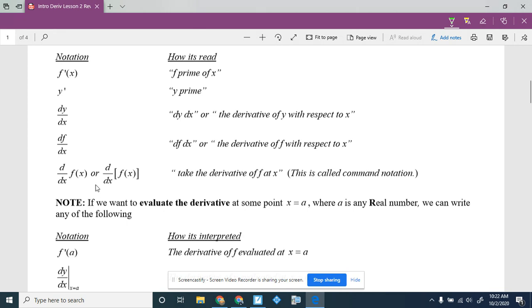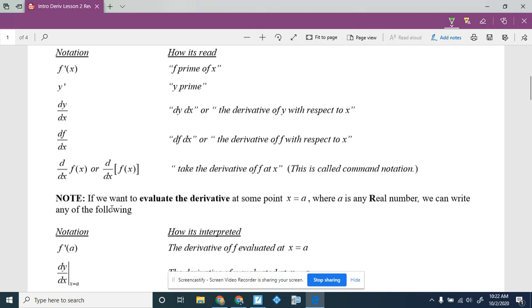This final notation I like to refer to as command notation. So you'll have some function, and if you want to take the derivative of that, you put a little d dx out in front. So this would say, take the derivative of the function inside. That's command notation. These are actual symbols for the derivative. This is like a, hey, go ahead and find the derivative. Now it should make a little bit more sense when we get into it.